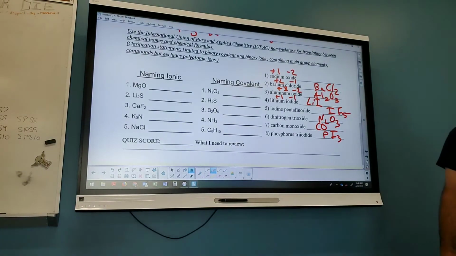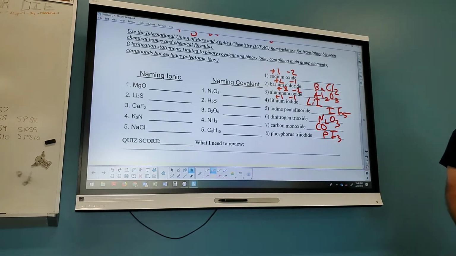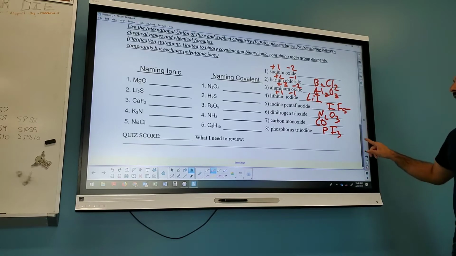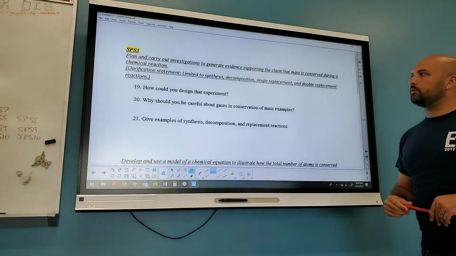That's why it's weird with ionic bonds, but they get away with no prefixes because you should know the oxidation numbers. You should hopefully be familiar enough with them to get most of them by heart right now. But if not, that's okay. That's what the periodic table is for.